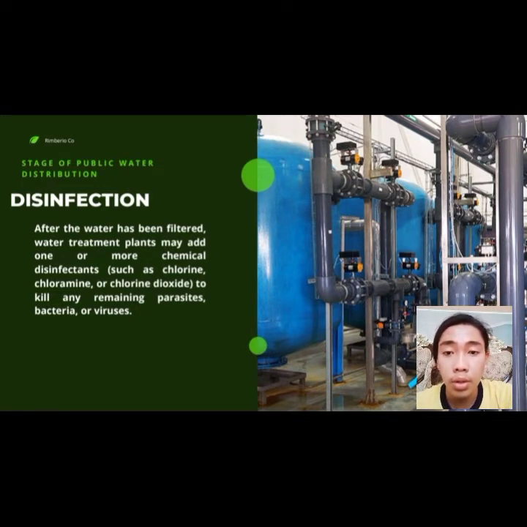Disinfection. Once the water has gone through the filtration process, it is about as clean as it can get. However, there may still be bacteria and viruses remaining. To ensure these are destroyed, a disinfection process must be employed. The most common disinfection process used is chlorination.